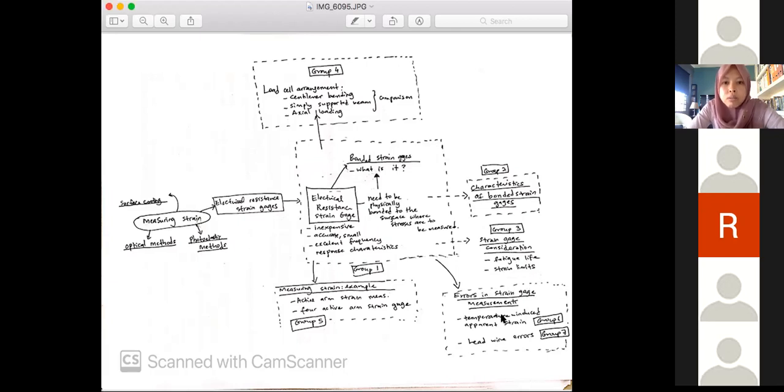Create now. Dapat tak? Ada group nombor 7 je ada 2 orang, sebab ada kawan-kawan yang tak datang ni.